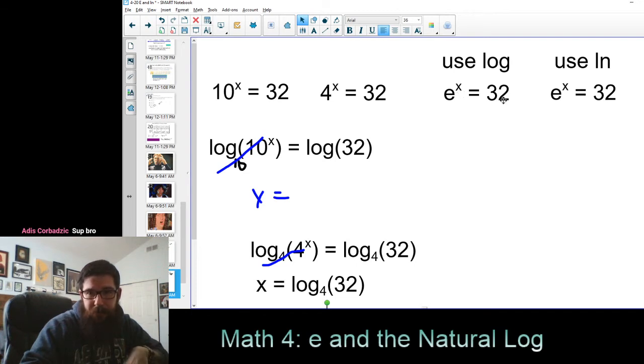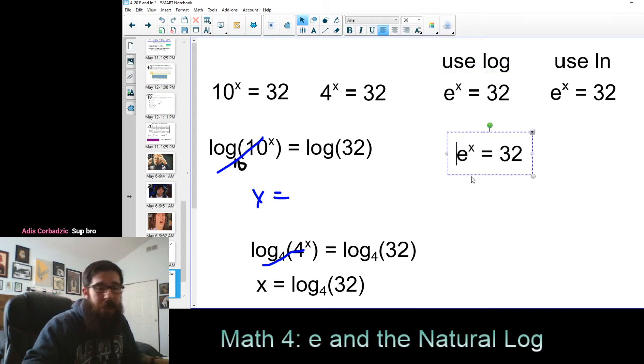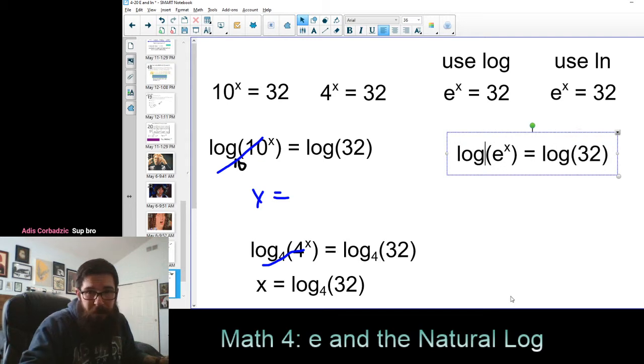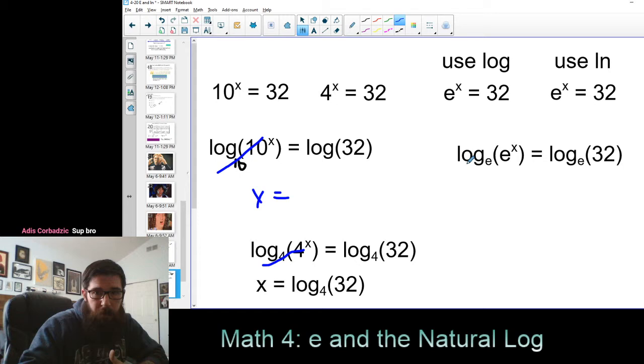If I have e to the x is 32, what's going to undo this? Well, if I repeated the same process, I could take a log of both sides. Okay, it's going to look like this. But generally what you're going to see instead is rather than take a log base 10, we want to undo the base. I'm going to do a log base e. The idea is log base e and base e cancel out, and you've got to figure out what log base e of 32 is. Well, what is that really going to look like?